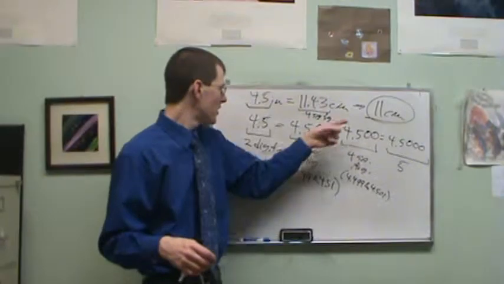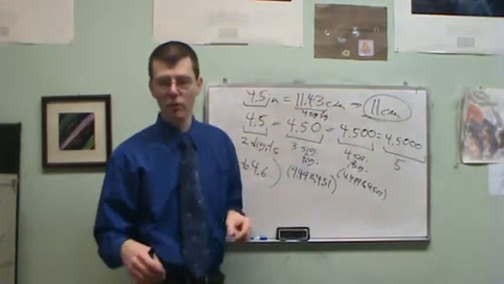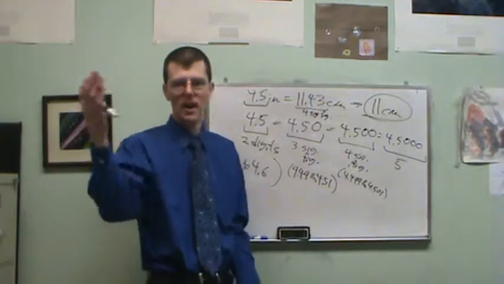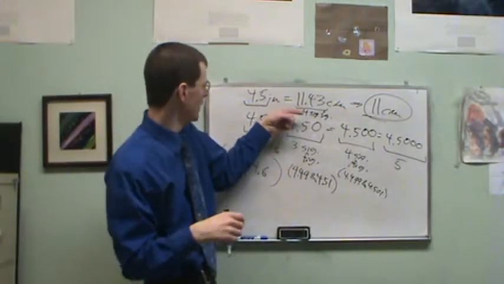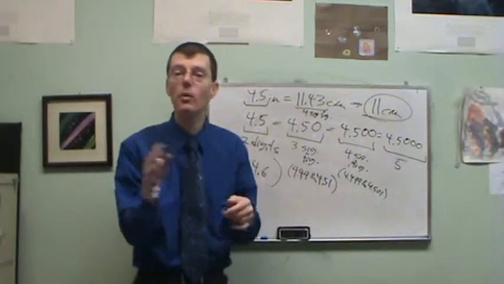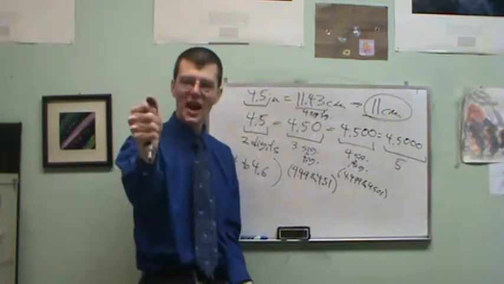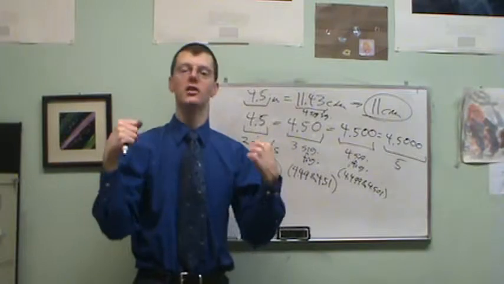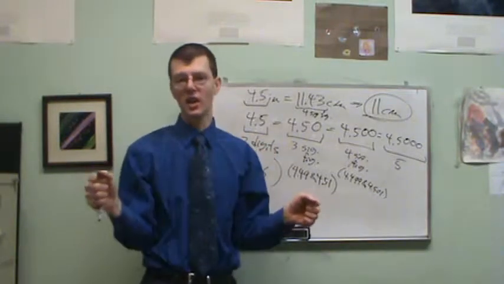So over here, it could be 11.43. It could be 11.1. It could be 10.9. It could be within a range there. Scientifically, we never measure anything exactly, so we need to reflect that in our calculations.